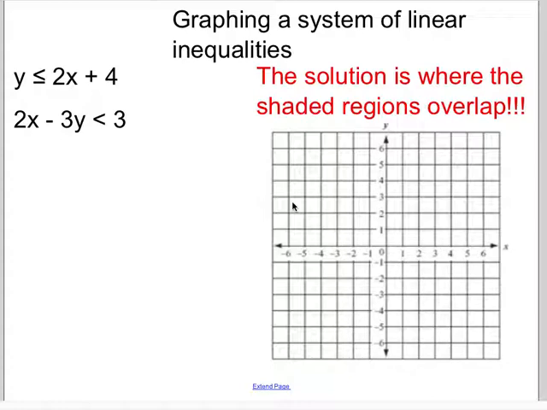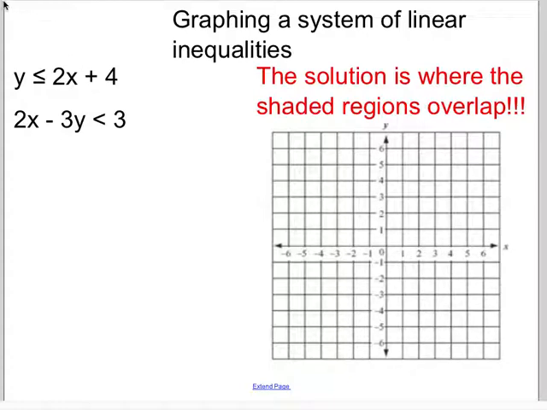However, because we have more than just one inequality, we're going to shade both of our lines or three of our lines, and where the shaded regions overlap, that will represent the solutions. It will be a true region for not just the first inequality, but for all of the inequalities. So we're going to graph our lines, we're going to shade just like we've done before, and where the two regions overlap, that is our solution to the system of linear inequalities.